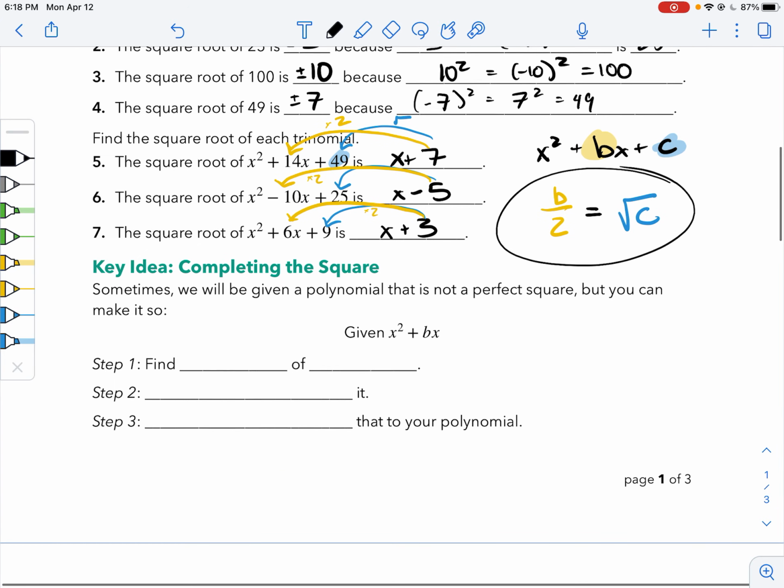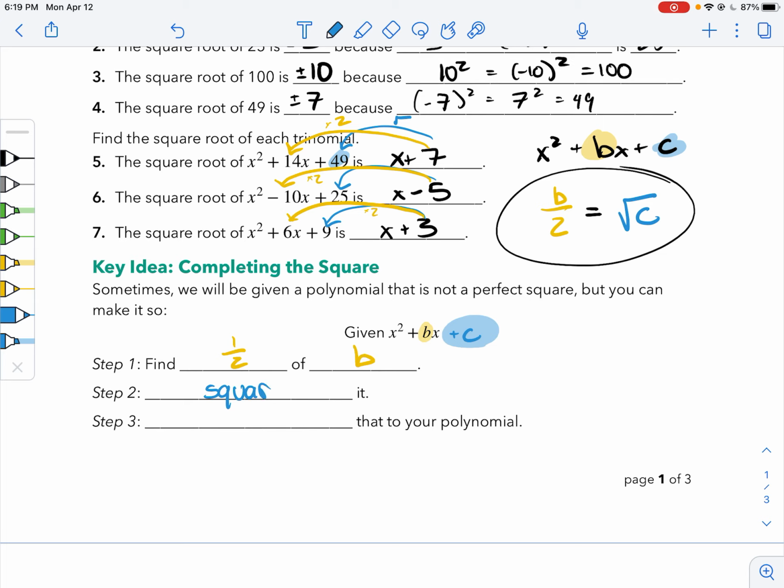Okay, so if you have x squared plus bx and you need to add something, you need to figure out what your plus c is going to be. Well, you need to start out with your b first. You need to find out what half of b is, and then you need to square it. Whatever that is, add it to your polynomial. Here's your key idea of the day. Know it, love it, memorize it.